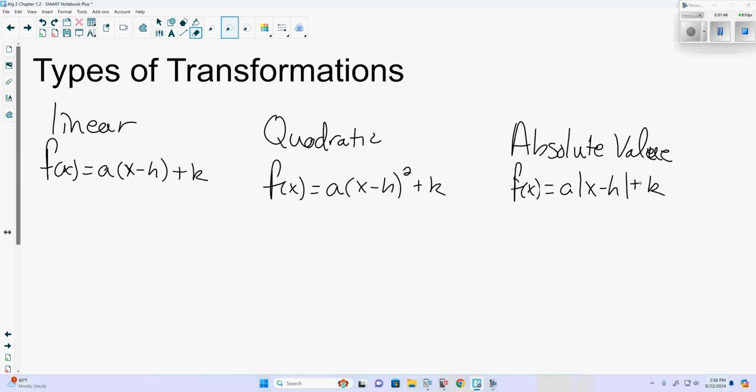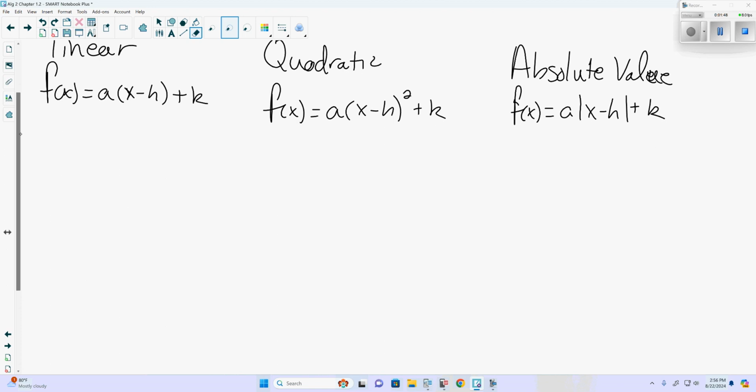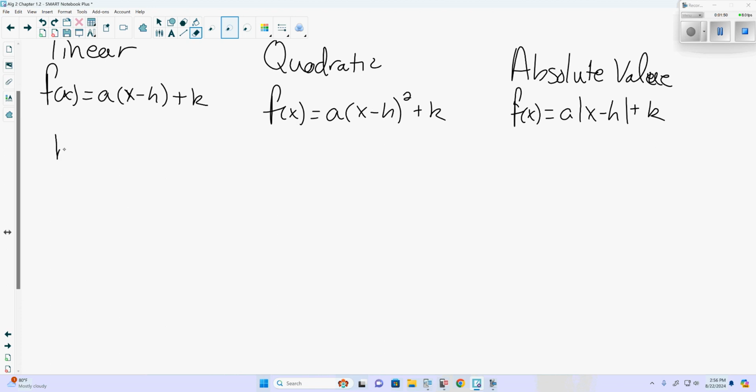Now, our values of h, k, and a. h is our horizontal translation. It is our left or right. So how far we move the function left or right.